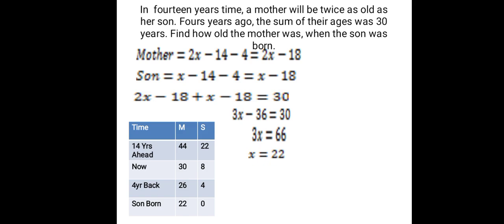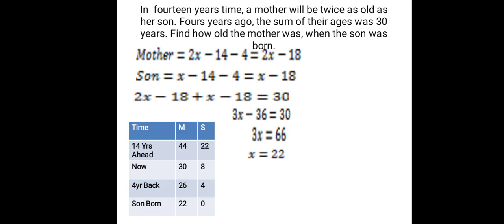Now we can have the statistics. So x is the son's age, which is 22, 14 years ahead. So 14 years ahead, the son will be 22. The mother will be 2x, that is 2 times 22, that is 44. So the mother will be 44 years when the son is 22. I've put the statistics on the table.